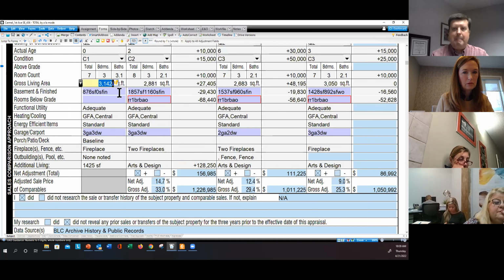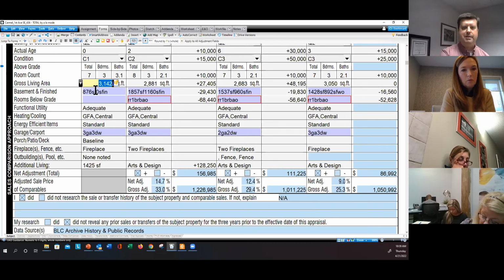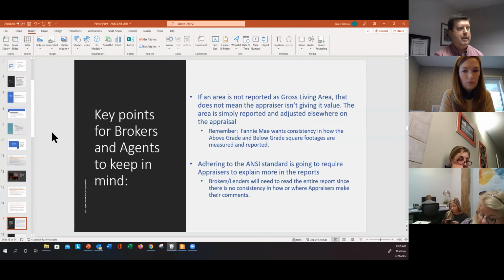And so that's one thing that you guys really want to take into consideration: even though it's not being reported the same way that we are used to it being reported, there's no impact on the value of the property. It's just being reported somewhere else in the report, and they're making the adjustments somewhere else. So that's a really key point to make there, and something I think is really important to take away from today.